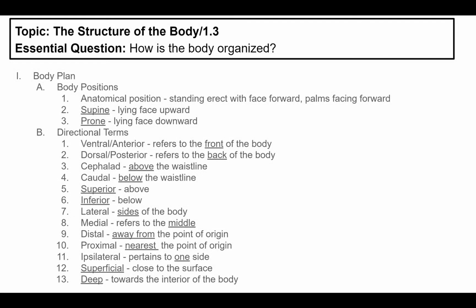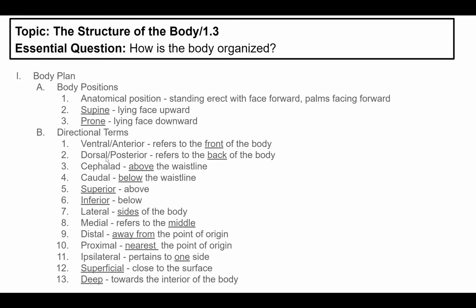Okay, the rest of this Roman numeral 1 on this part of the page is the directional terms. There's a bunch of them here, and we're just going to talk about them as we go. So directional terms: ventral or anterior refers to the front of the body. I'm just going to go through them, and you can fill in your blanks, and then we'll look at some pictures. The dorsal or posterior portion refers to the back of the body.